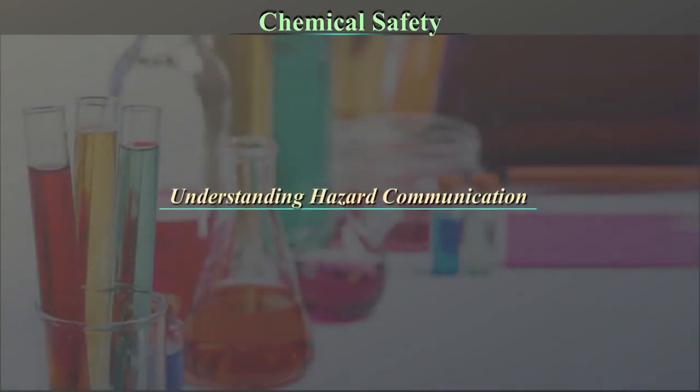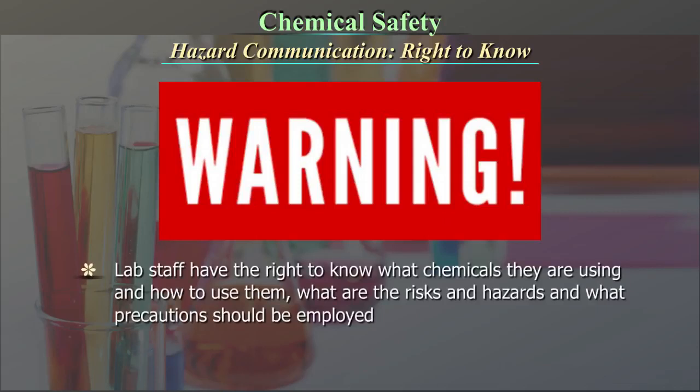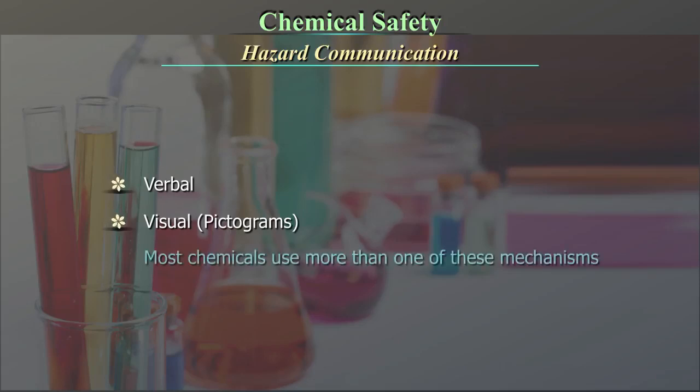Hazard communication. Right to know. The lab staff have the right to know what chemicals they are using and how to use them, what the risks and hazards are, and what precautions should be employed. All these are adequately indicated through several mechanisms like verbal, visual, and pictograms. Most chemicals employ more than one of these mechanisms.